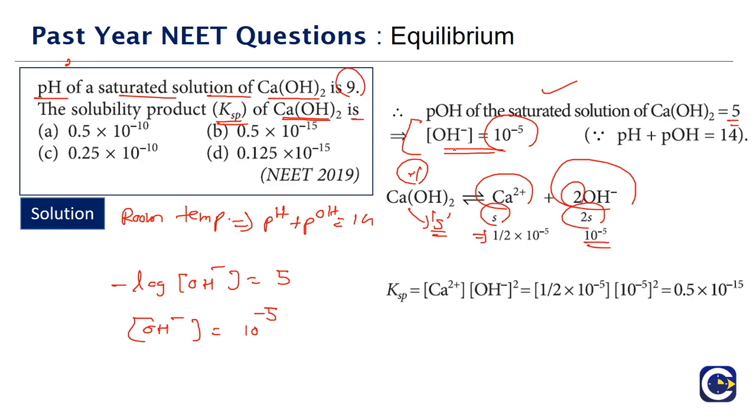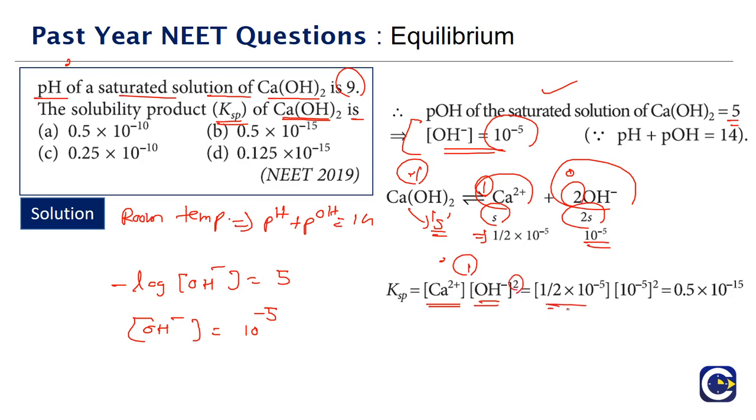What is the KSP formula? For calcium hydroxide, KSP will be equal to what? The calcium 2 plus ion concentration into OH minus ion concentration power 2. Why? Because in the solubility product formula, the concentrations of the ions produced are raised to the powers of their coefficients. Here the calcium ion coefficient is 1, that's why it is power 1. The OH minus ion coefficient is 2, that's why the power is 2.